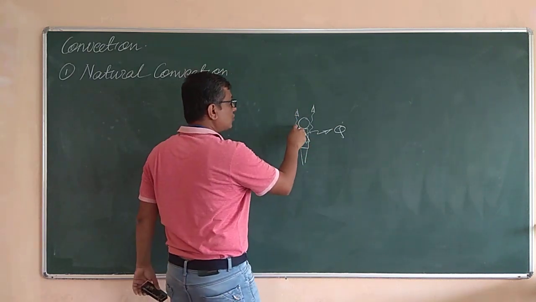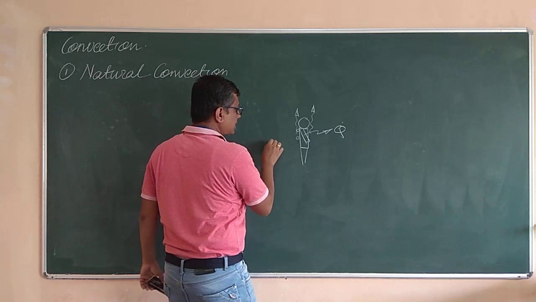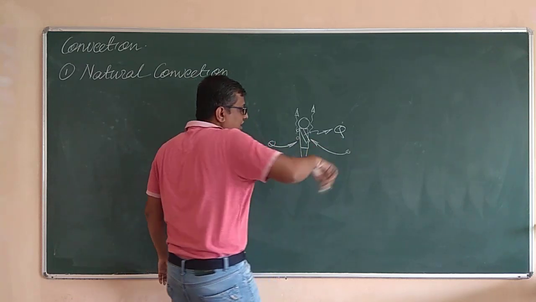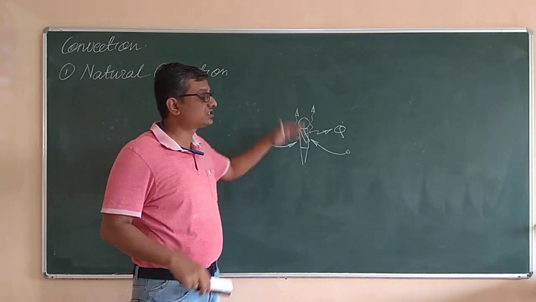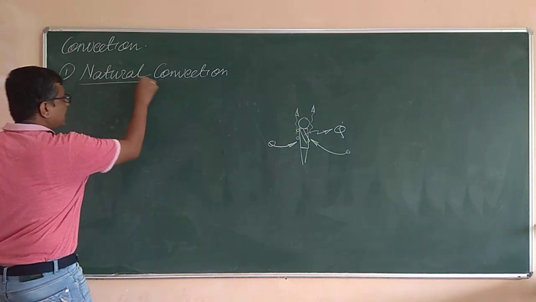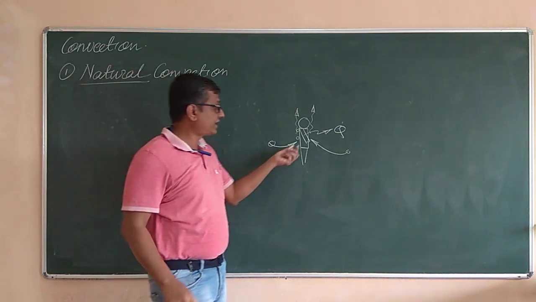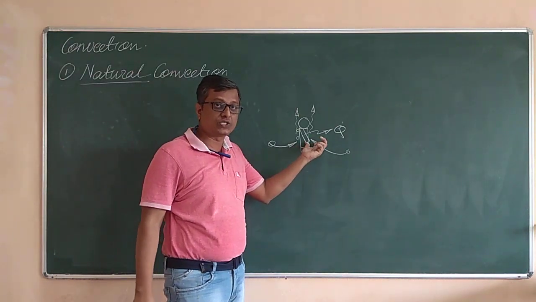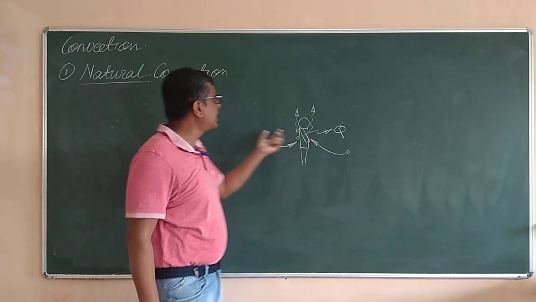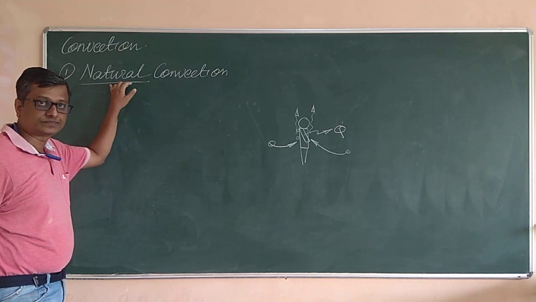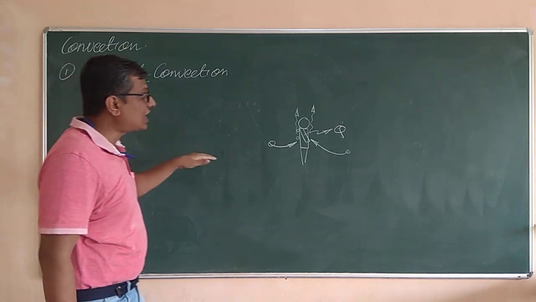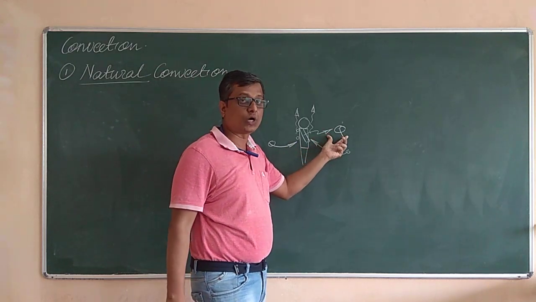Now the dense air nearby will come and occupy the space near the human body, and there is continuously a circulation of air. This circulation of air takes place naturally, and that's why the heat transfer taking place due to convection, we call it natural convection.